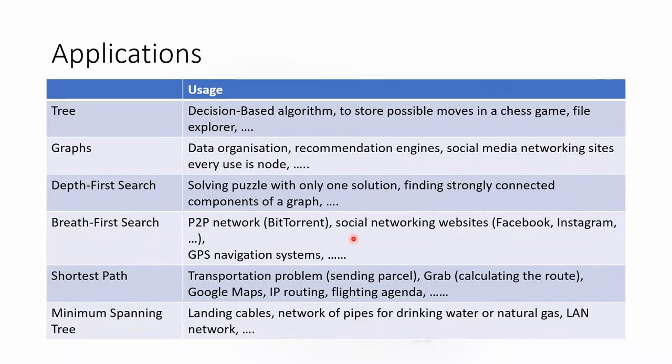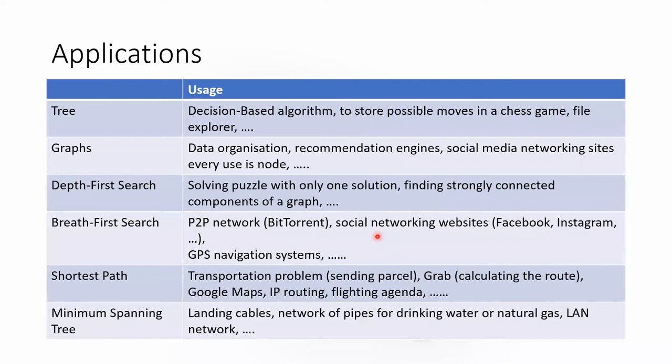What about breadth search? Breadth search can be used in P2P networks, BitTorrent, like when doing downloads. I'm not sure whether you are still using BitTorrent. Probably you don't know about P2P networks, but in the past you might have used uTorrent or BitTorrent to do downloads, where it downloads by finding the peers that are near to you. So when you find the peers that are near to you, you will grab the source from these people nearby and download it.